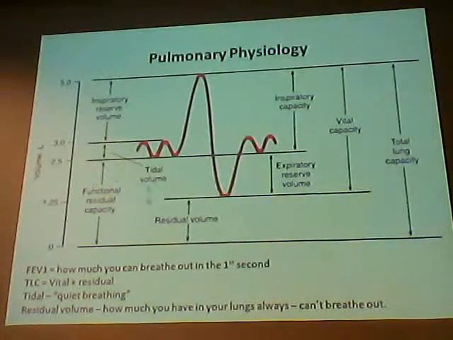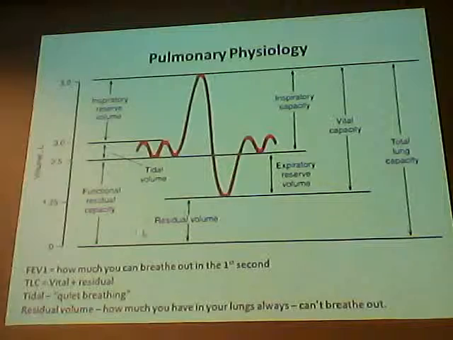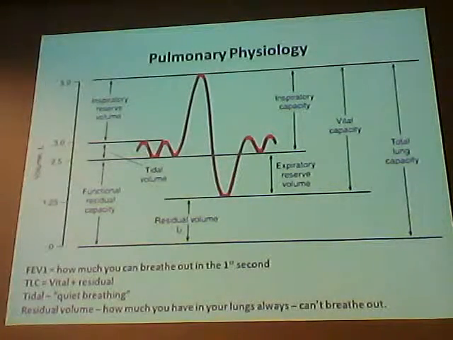Compared to that, the functional residual capacity is almost like the total amount of oxygen you can have, and residual volume is the amount that's always inside the system. Even if you breathe out maximally, you always have some air in your lungs that you can't actually breathe out. Vital capacity is this inspiratory capacity plus how much you could maximally breathe out, and total lung capacity factors this vital capacity with this residual volume.